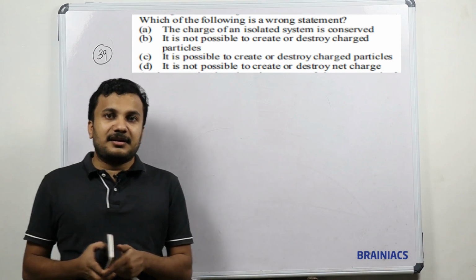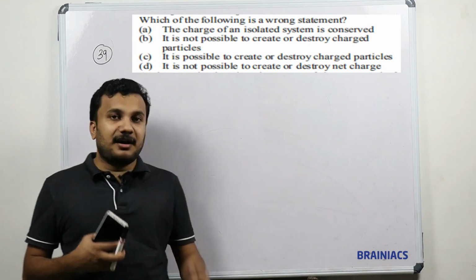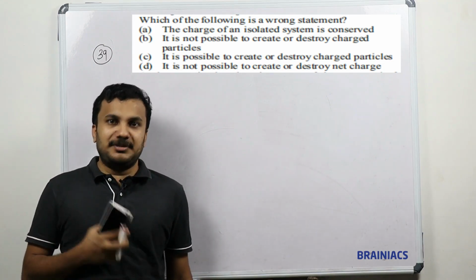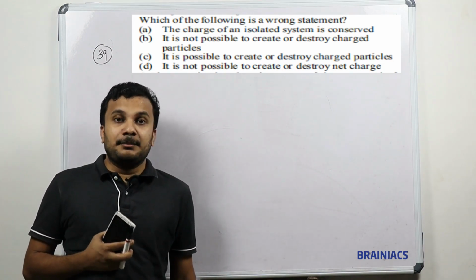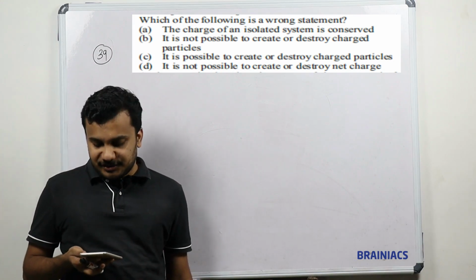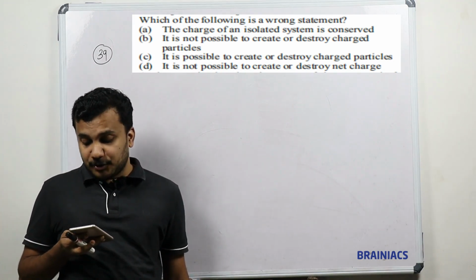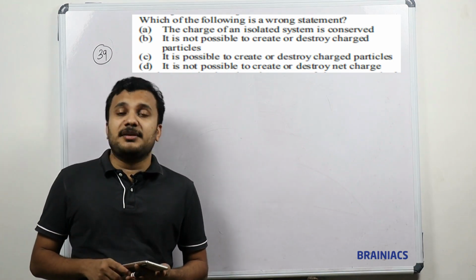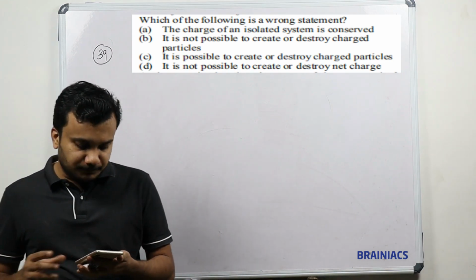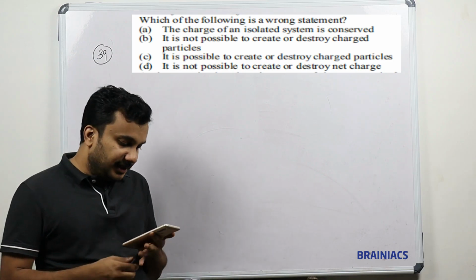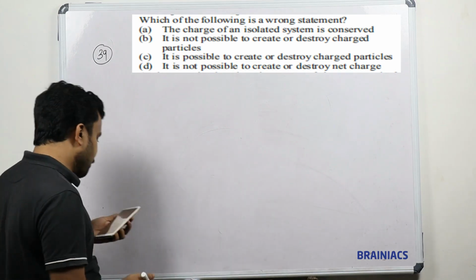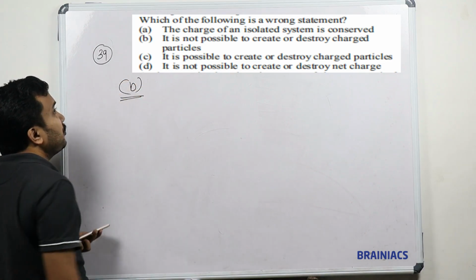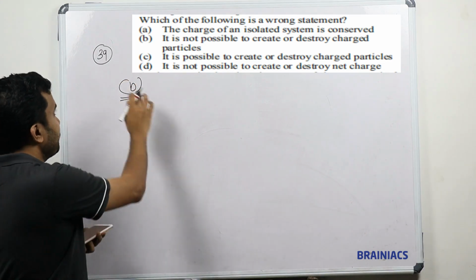It's not like conservation of mass. In conservation, mass can't be created, nor destroyed, it can only be converted from one form to another. It's something like energy. But here charges can be created. So statement B is wrong. Not possible to create or destroy charged particles is a wrong statement. It's possible. So the answer to the 39th question is option B, because the question is asking about the wrong statement. The wrong one is option B.